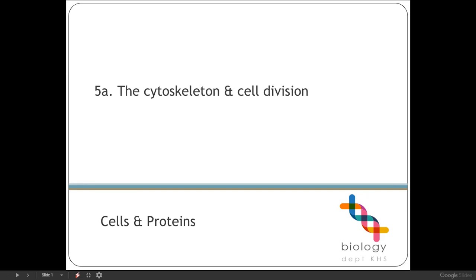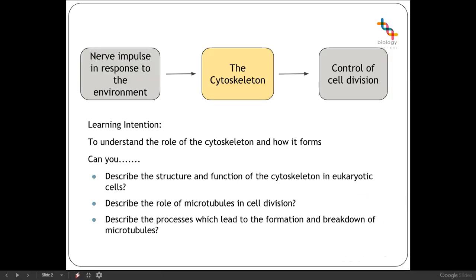And welcome to this lesson for Advanced Higher Biology, which this time is on the cytoskeleton and cell division. So we're moving on from nerve impulses and communication to look at cell division and how it happens within the cell. The first thing we need to consider is the role of the cytoskeleton within a cell and how it forms. So what you're expected to be able to do is describe the structure and function of the cytoskeleton in eukaryotic cells, describe the role of microtubules in cell division, and describe the processes which lead to the formation and the breakdown of these microtubules.